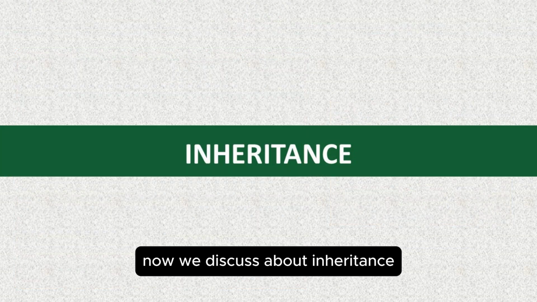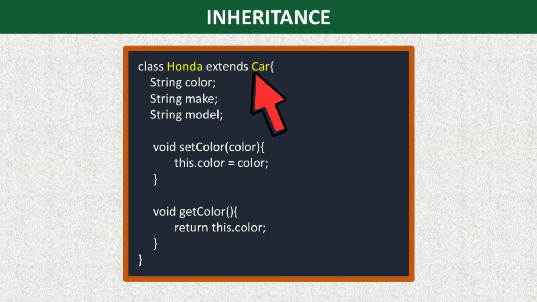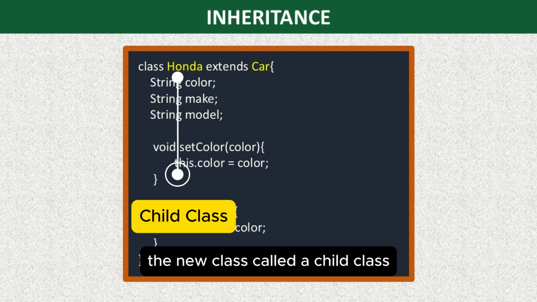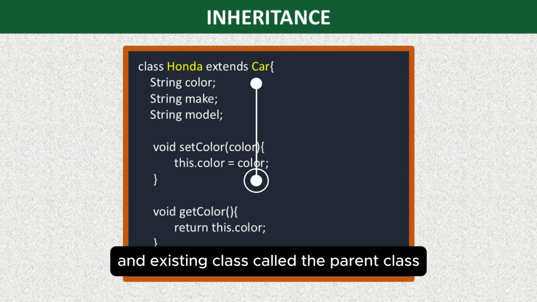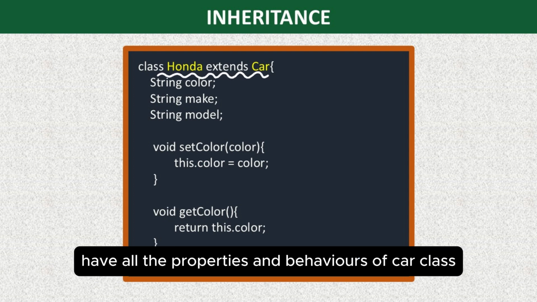Now we discuss inheritance in programming. Inheritance is a way to create a new class from an existing class. The new class is called a child class, and the existing class is called the parent class. A Honda class is a child class and inherits from the car class. It means the Honda class has all the properties and behaviors of the car class.